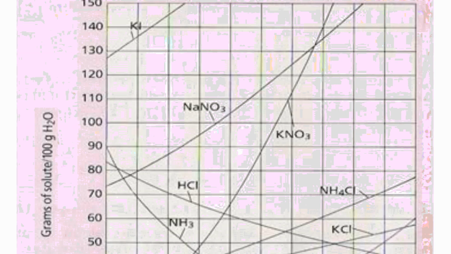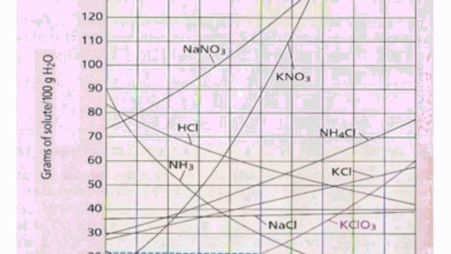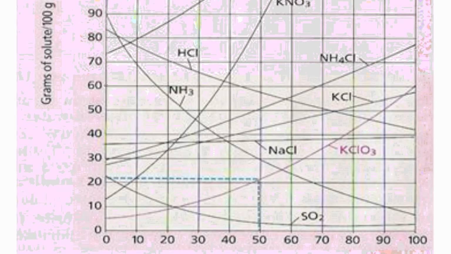So 60 grams, and the temperature is 70. So I'm going to go across this 60 gram line until I get to the 70 degrees Celsius, and my point is right there. Okay, so right at that point, I can see I'm looking at potassium chloride. Okay, so this is the potassium chloride curve.